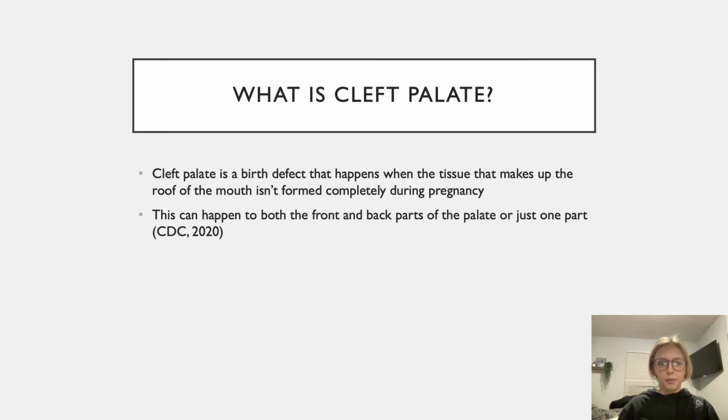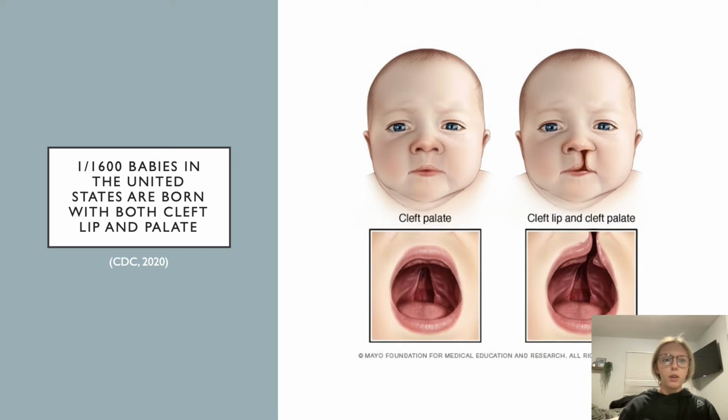What is cleft palate? Cleft palate is a birth defect that happens when the tissue that makes up the roof of the mouth isn't formed completely during pregnancy. This can happen to both the front and back parts of the palate, or just one part. 1 in 1,600 babies in the United States are born with both cleft lip and palate.